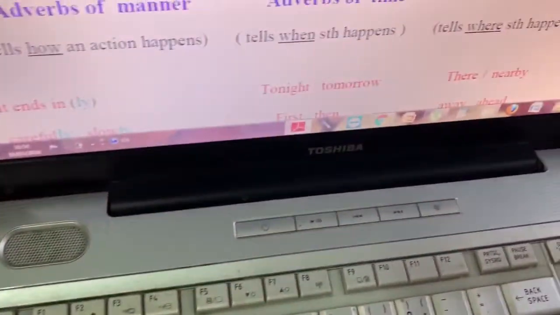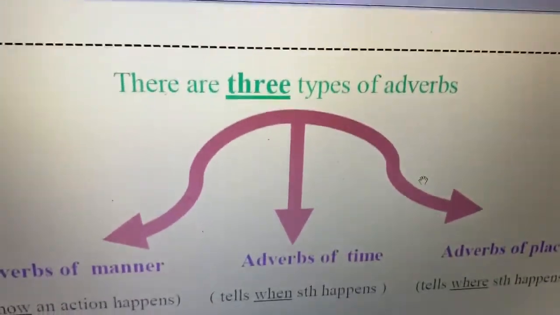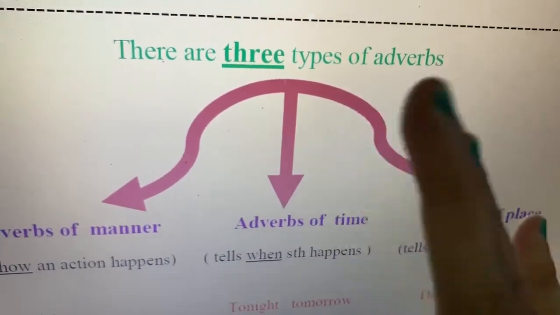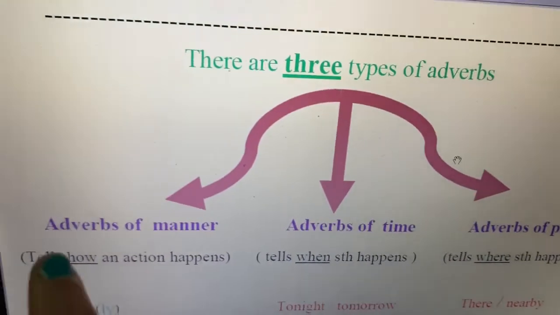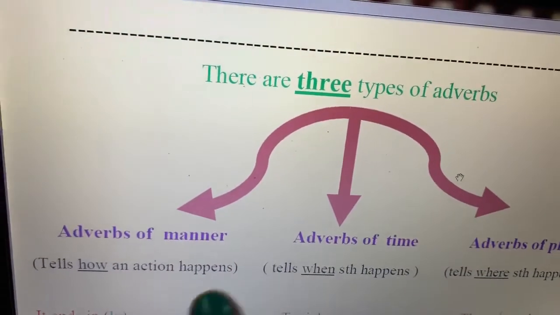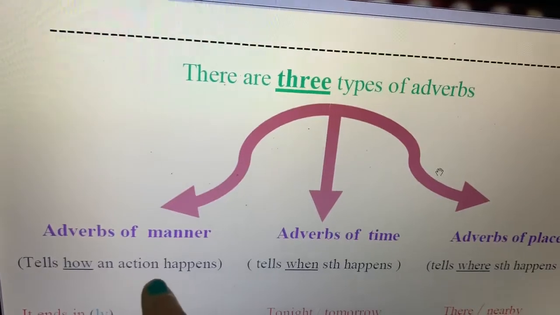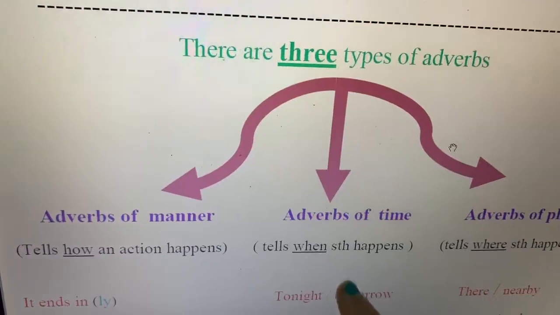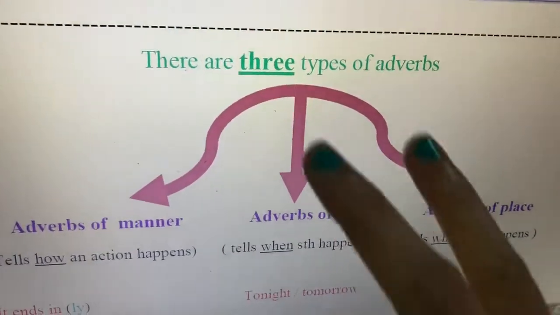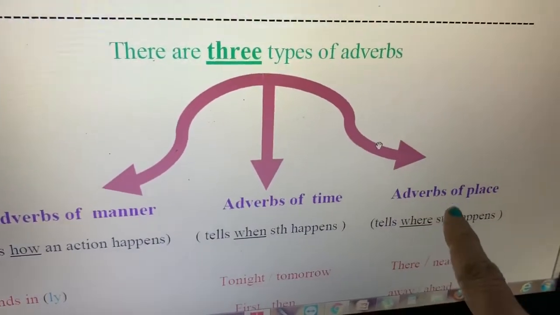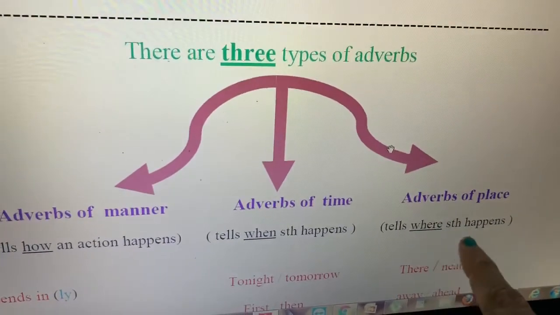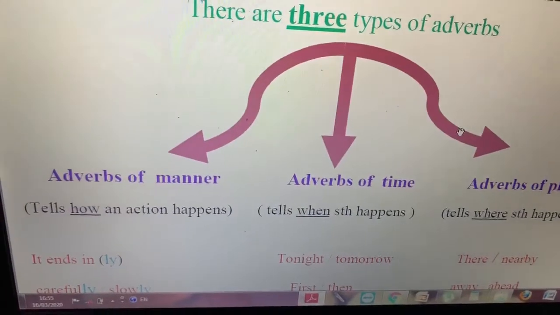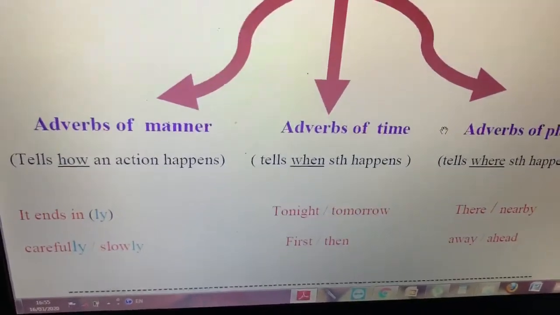And we have three types of adverbs. What are they? Adverbs of manner. It tells how an action happens. Adverbs of time tell when something happens. Number 3, adverbs of place tell where something happens. I will tell you about these, okay, in your book here.